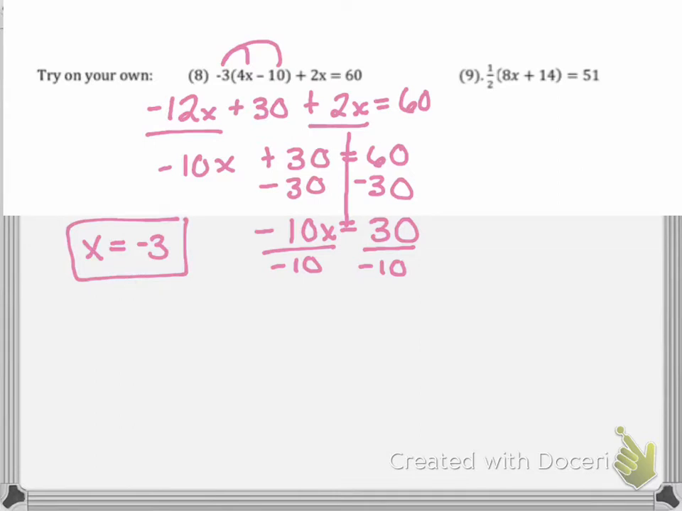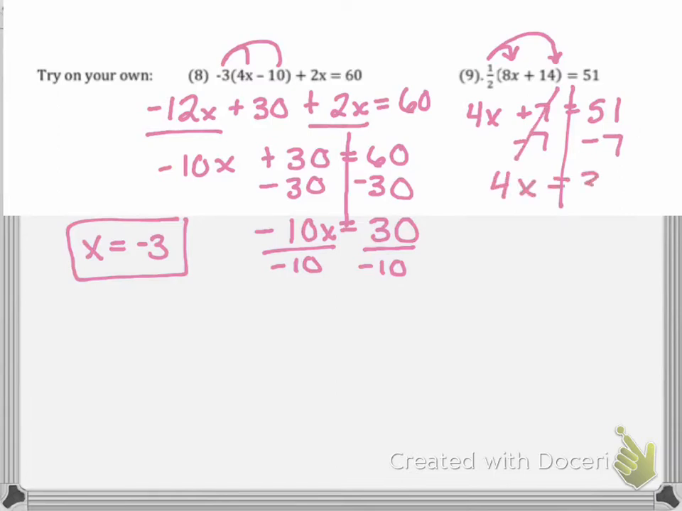And then in number 9, we'll distribute the 1/2. So I know 1/2 of 8 is 4, so 4x. 1/2 of 14 is 7, equals 51. Draw my balance line and subtract 7 from both sides. So this cancels. I'm left with 4x is equal to, let's see, that'd be 34. Yep. And then I will divide both sides by 4, and 34 divided by 4 is 8.5.